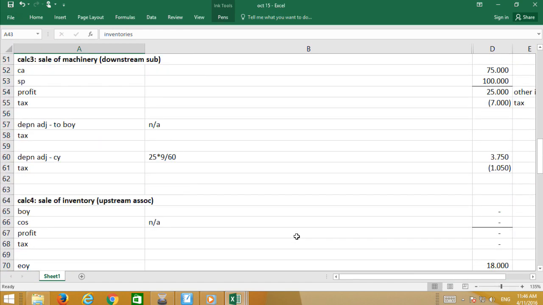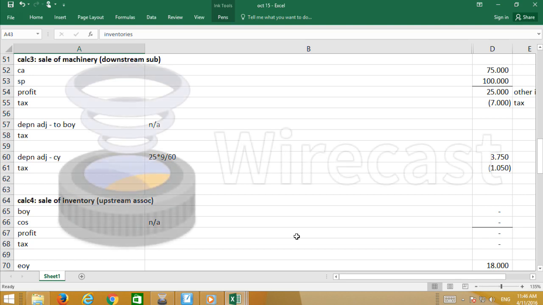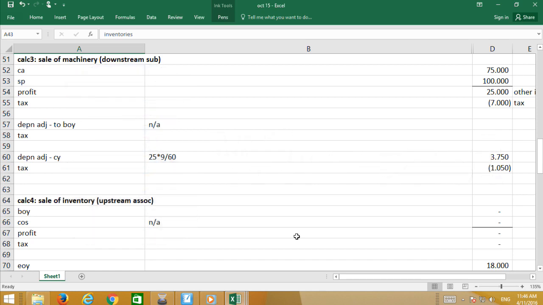Then we had a sale of machinery. It's downstream from the sub, right? That helps you to just know, am I adjusting NCI or not adjusting NCI? When it's downstream, I never adjust NCI. The profit's in the parent. It was downstream from the sub. It was in current year. So the profit of 25 is sitting in other income. It must reverse. And the tax is sitting in tax.